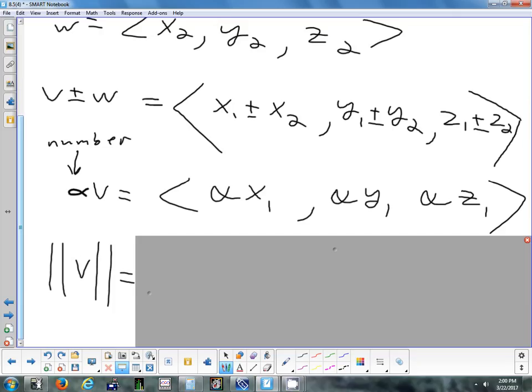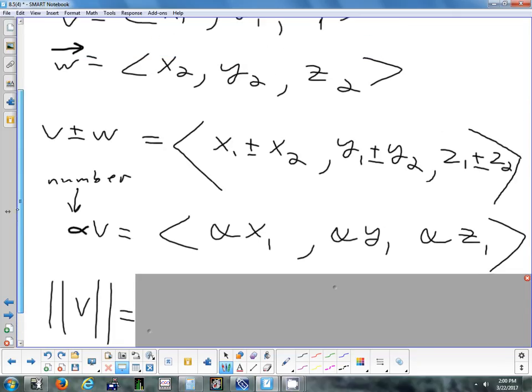Okay, and the last formula has these double bars around the v, and it means the same thing in 3D as it did in 2D. What do those double bars mean? Magnitude. Okay, how do we find the magnitude in 2D? Yeah, so what would we do?